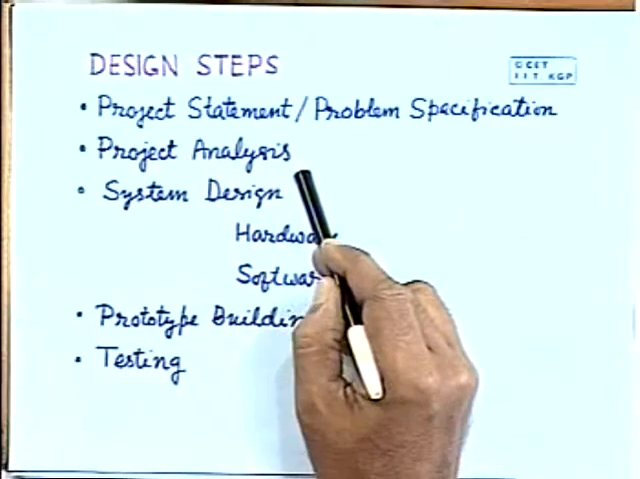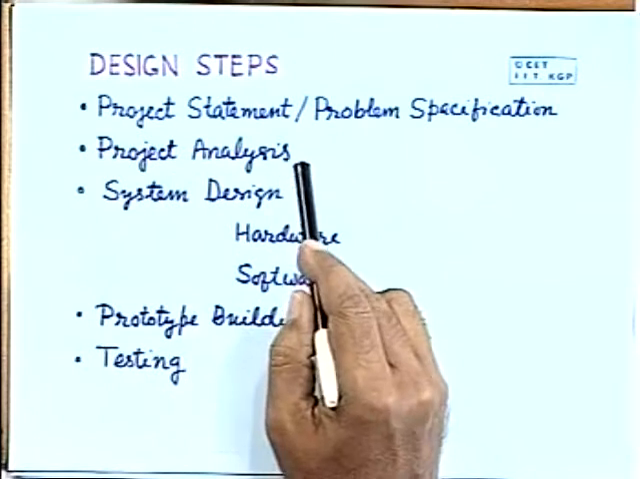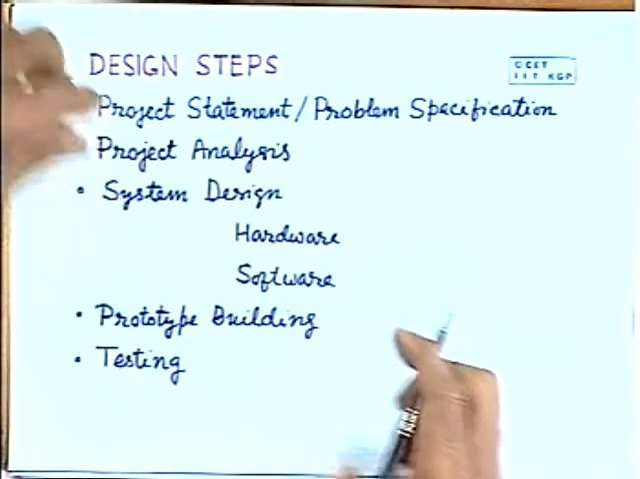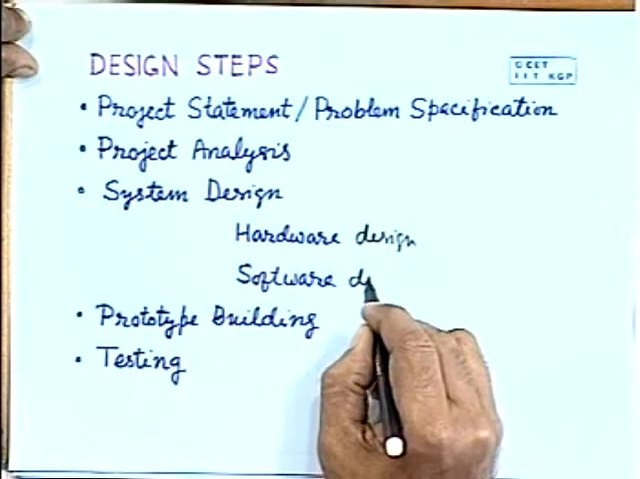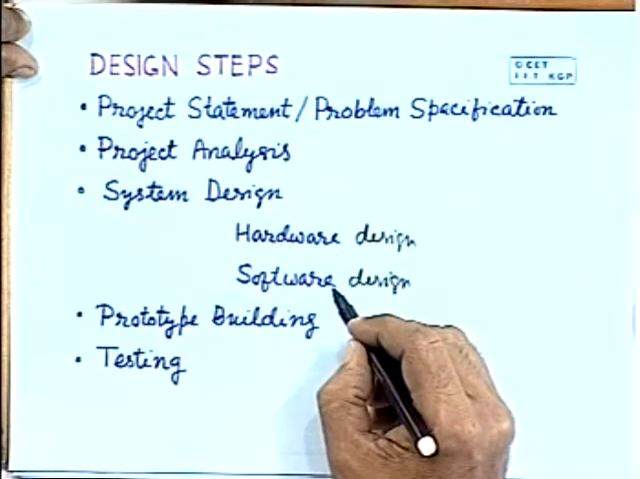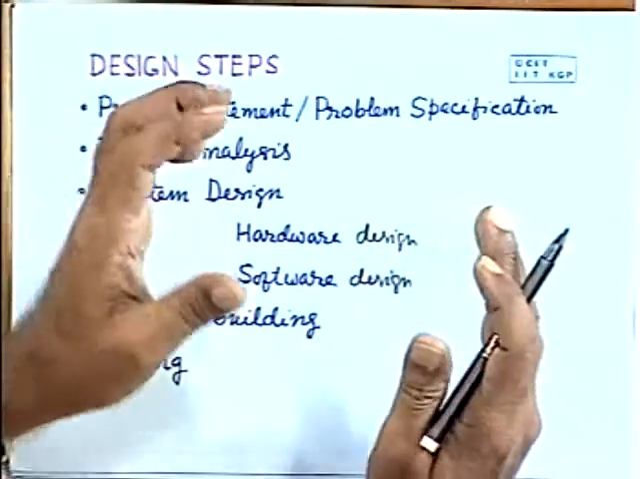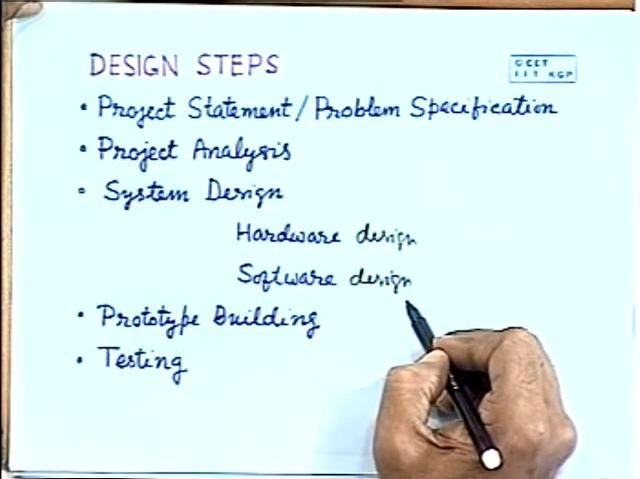Then you have to analyze the project, that is called project analysis, and after the analysis is done, you will do the system design. System design will involve hardware design and software design. These two, hardware and software design, are highly interrelated. One is dependent on the other and both are necessary to build a system. Just like the body and soul make a human system, similarly in a microprocessor based system you will require hardware as well as software to build a complete system.